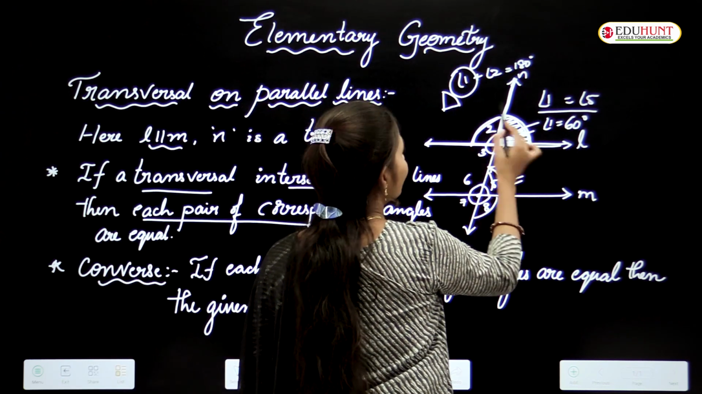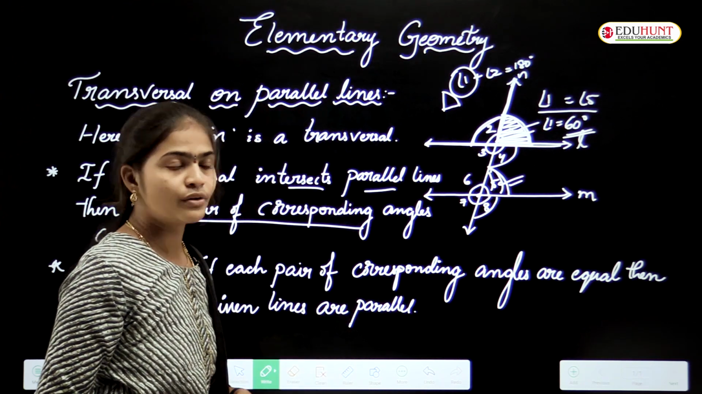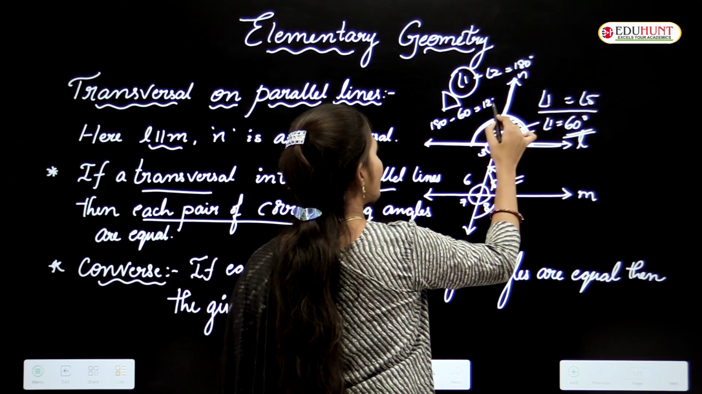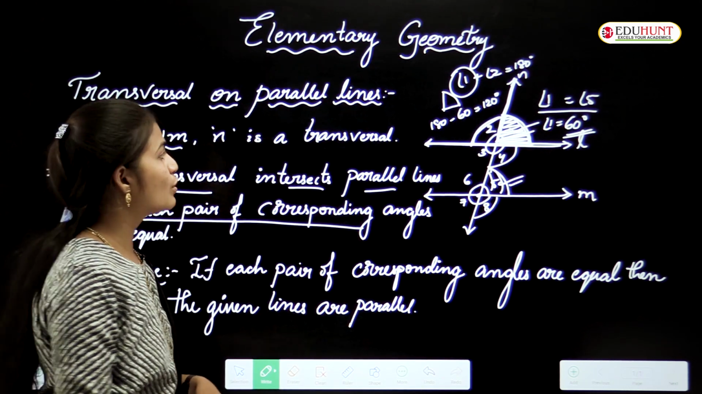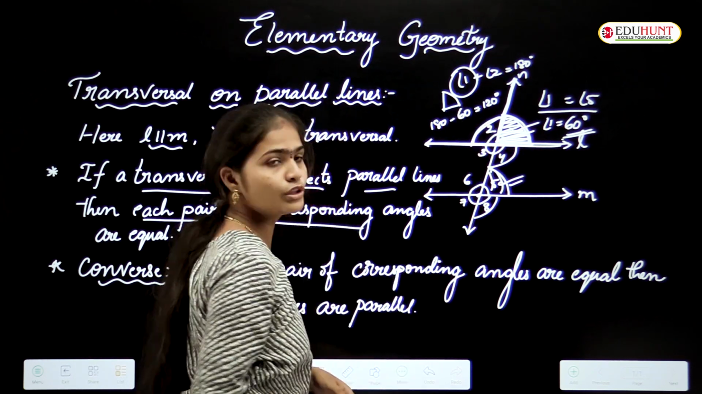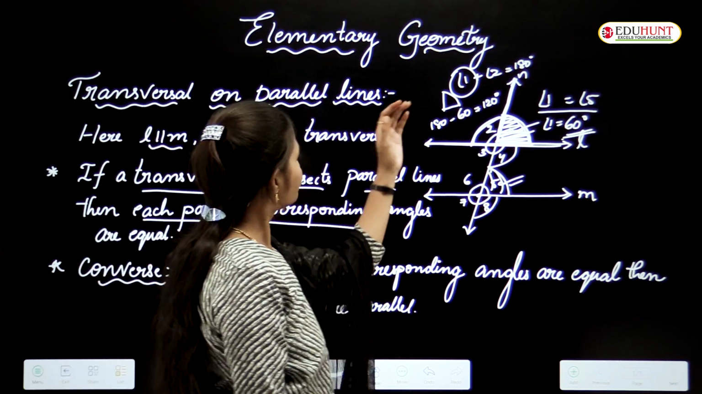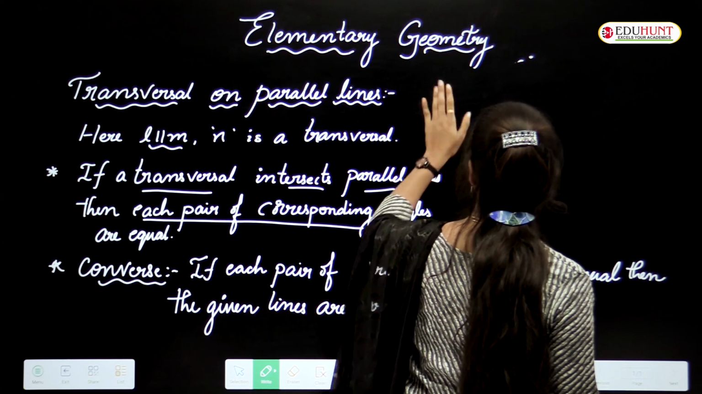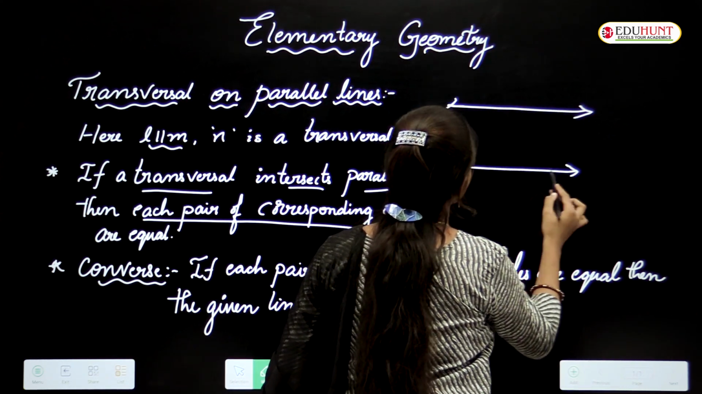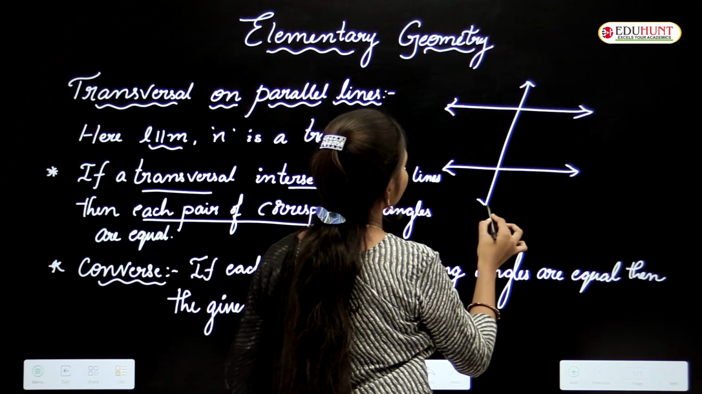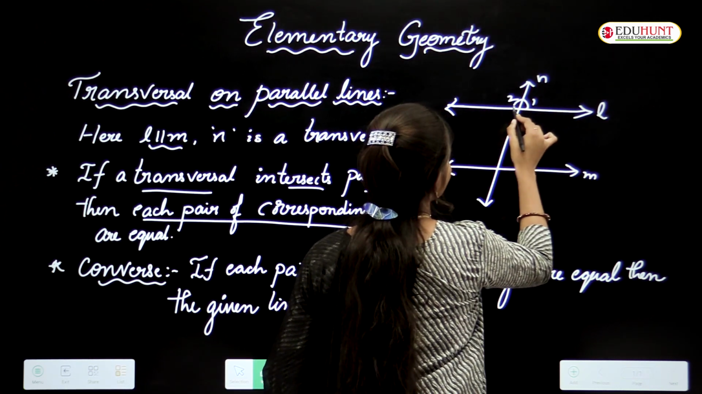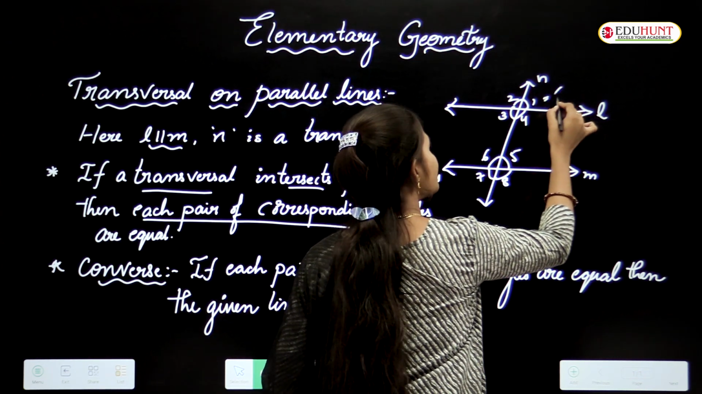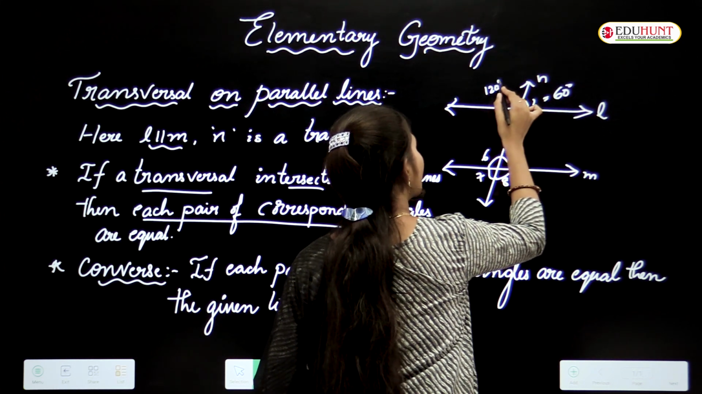Already we know that angle 1 is equal to 60 degrees, as given. So what is the other angle? It is 180 minus 60, which is equal to 120 degrees. Is it clear? So angle 1 is equal to 60 and angle 2 is equal to 120 degrees.